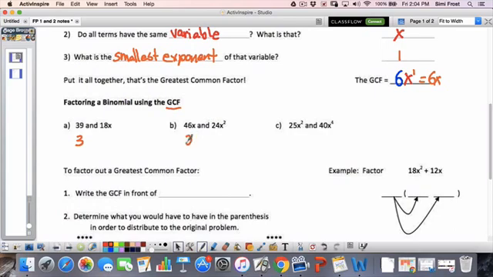Okay, so we get 2, and then is there a common letter? Well, there is. There's an x, and then the greatest exponent, well, there's a 1 on this x, and there's a 2 on this x, so we're just going to leave it as 1 on this x. Okay, how about this one? You pause the video and give this one a try and then rejoin when you're ready.